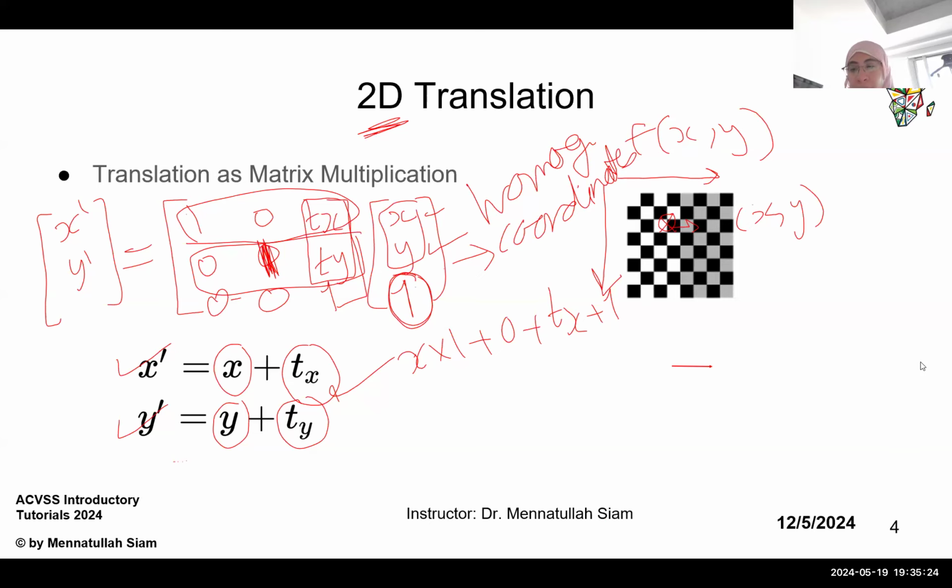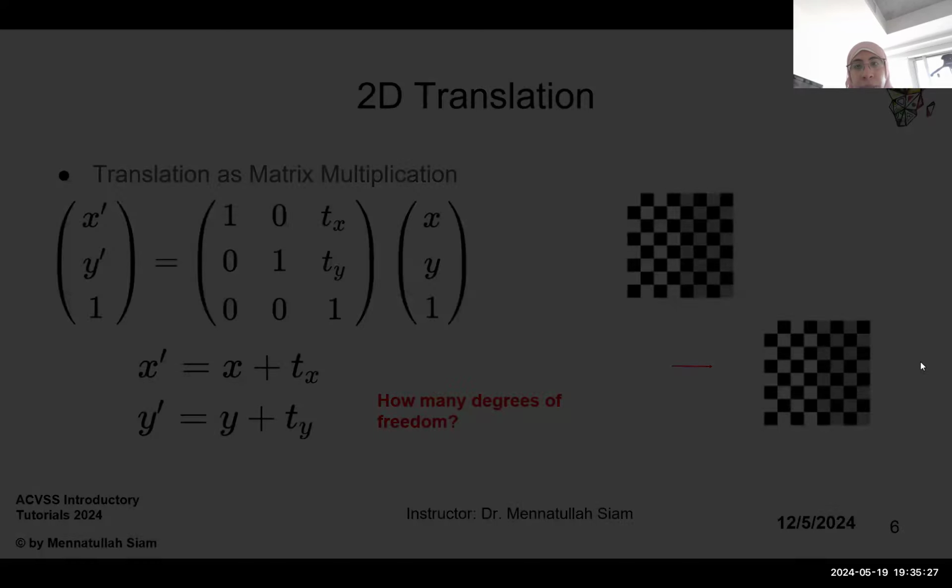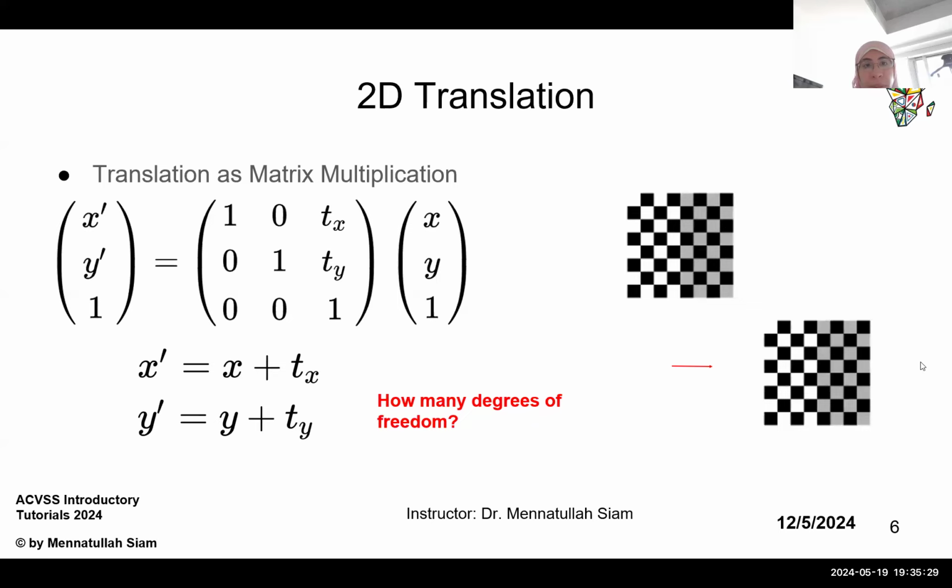So anyone has any issue with how we did this matrix? So here, this is the final matrix. First, I'll check if anyone has any questions. Okay, no. Let me ask you then a question. How many degrees of freedom does this matrix have? Degrees of freedom are the number of parameters that you can control that will amount to a change in this setting. So how many degrees of freedom?